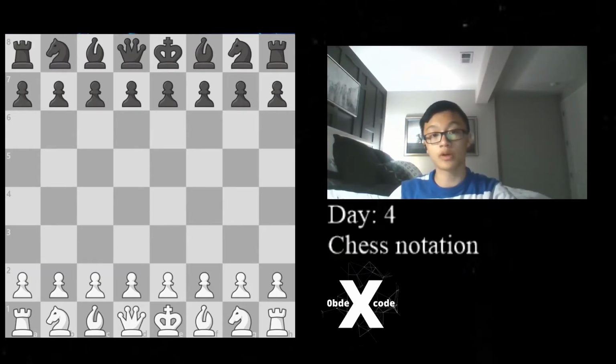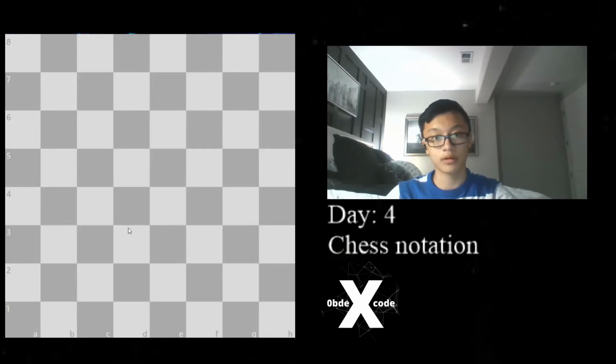Today you'll be learning chess notation. Now, chess notation is something that is very important to learn because it allows you to know what is happening at the board. So let's get right into it. As I clear the board, you should notice by now that the chessboard is 8 by 8. So that means there are 64 squares in total.